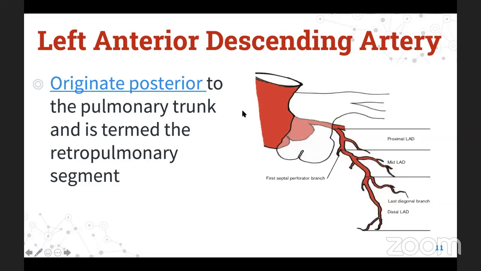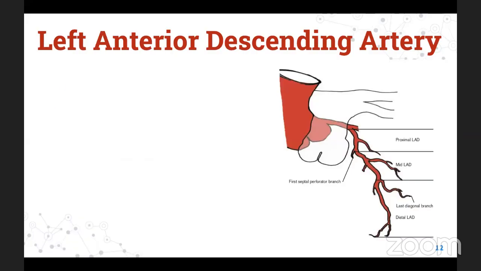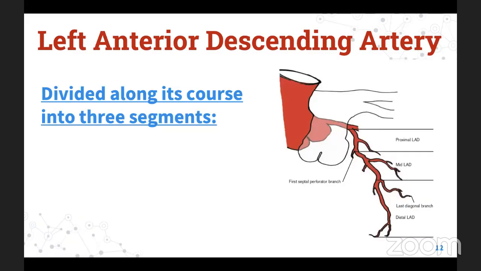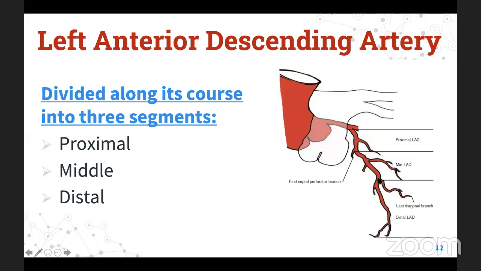It originates posterior to the pulmonary trunk and can be termed retro pulmonary segment, and divided along its course into three segments. A proximal, which is from the origin of the left anterior descending artery until the first branch of septal perforator. The middle, it is from the first branch of septal perforator until the last branch of diagonal, and distal from the last branch of diagonal until the end of left anterior descending artery.